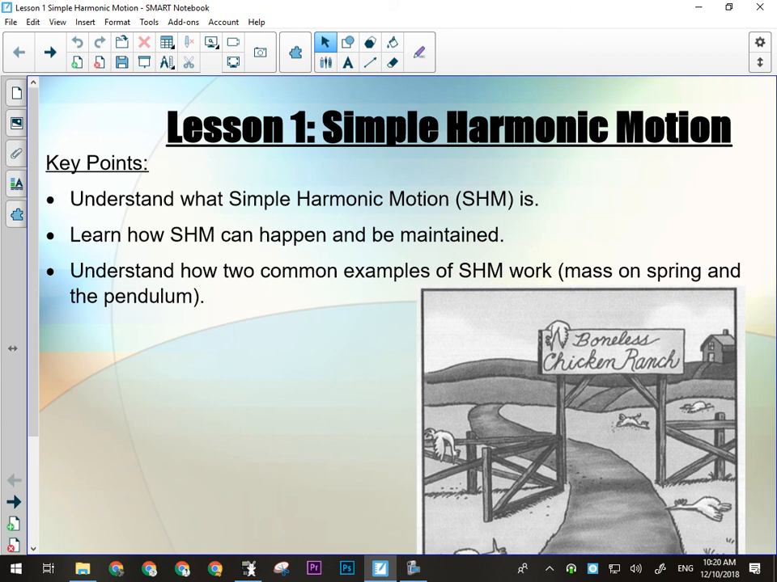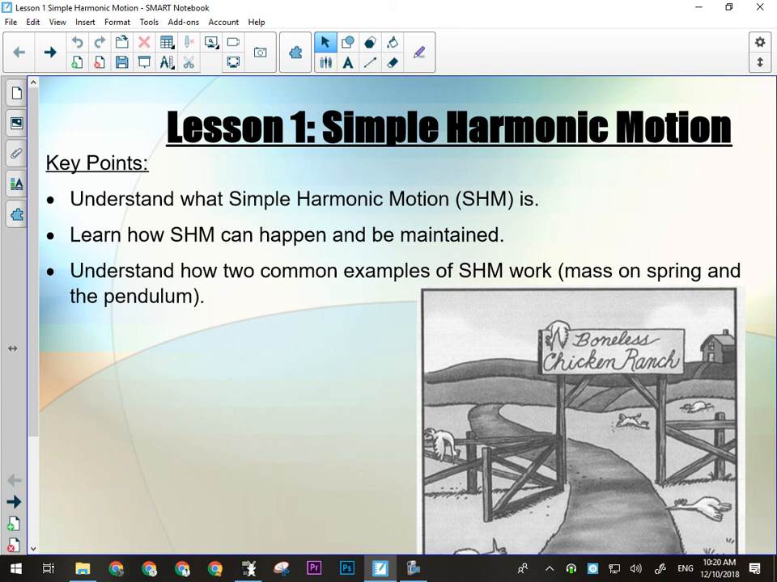For simple harmonic motion to keep happening, equilibrium can never be restored. If it was restored, then the thing would stop. Okay, but for an object undergoing simple harmonic motion, the restoring force never actually restores equilibrium because gravity will pull this thing right past equilibrium.